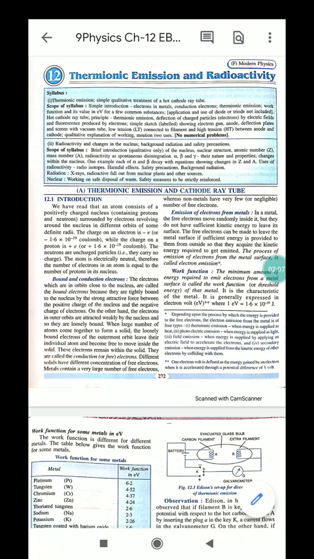Now, what is meant by the term work function of a metal? Here we will read about the work function. We have seen that electrons require energy to escape from the surface of the metal. The minimum amount of energy required to emit electrons from the surface of a metal is known as work function. So this is work function.